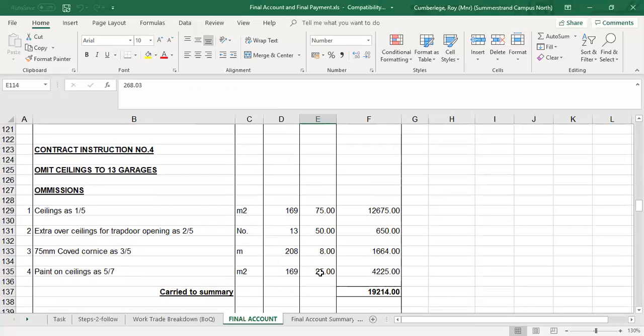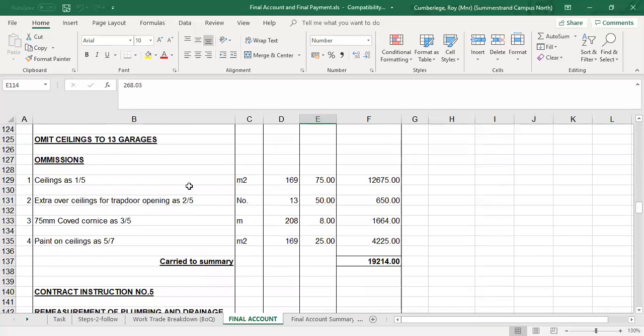Contract instruction number 4, omit the ceilings to 13 garages. That's a straightforward one. You'll take the total quantity that was measured for ceilings in the bill, divided by 35, because the bill relates to 35 garages. So it's the total quantity in the bill divided by 35 times 13, which will give you 169.